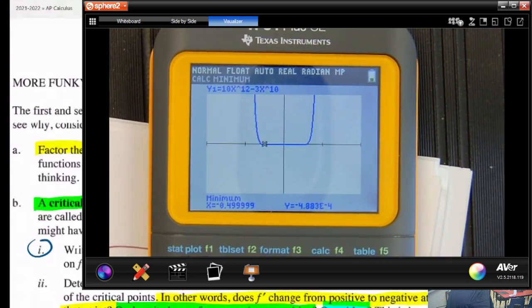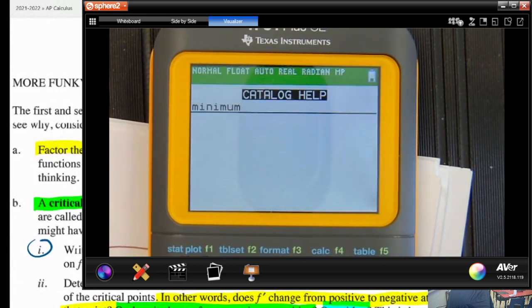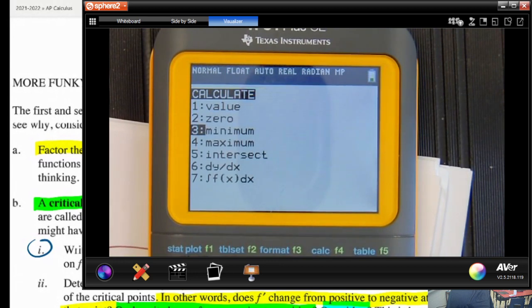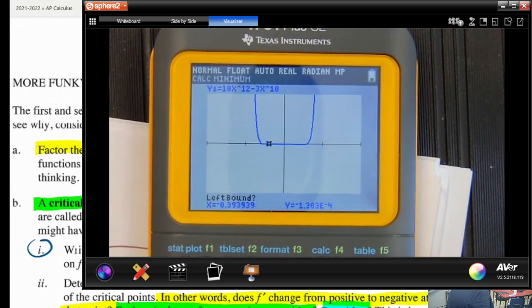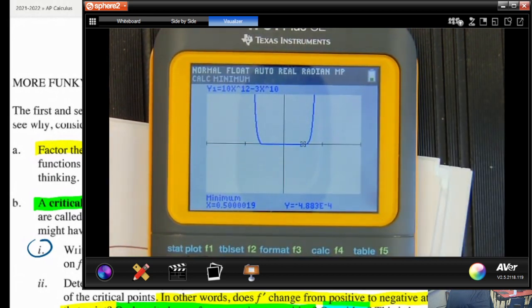Okay. Wow, that's a tiny number. It's the same on the other side, though, I think, too. It is. It's the same number. Okay. It's not worth writing down, but it's a very, very, very small number.